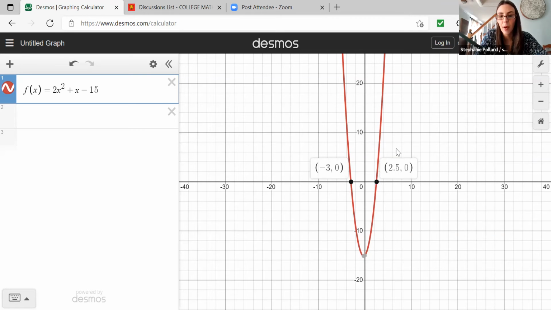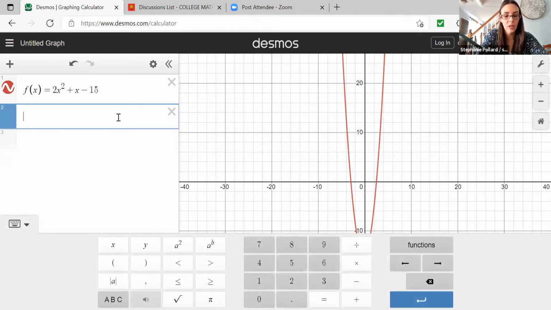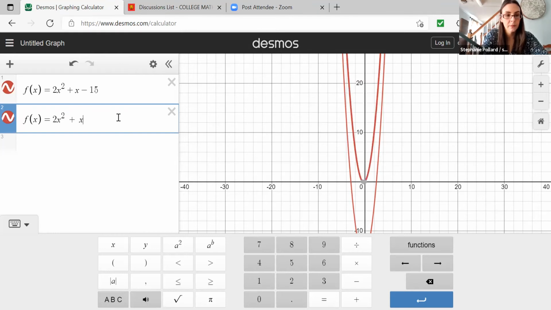And notice that the graph is positive, meaning it's above that x-axis here, right? So it's positive when x is negative or less than -3, and it's positive when x is greater than 2.5. So it's the same solutions that we just had. We're looking for the part that's positive or above the axis. Now, if you want to look at the original function instead, just to show you how this works, I'm going to turn this one off.